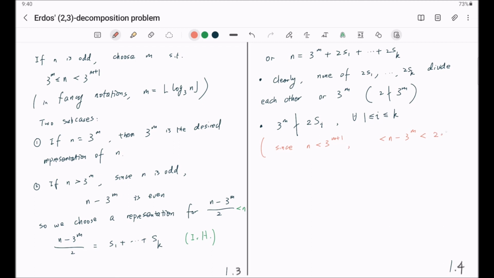this is squeezed between, so the upper bound is 2 times 3 to the m, and also because of this expression, you know this guy is greater or equal to 2si for any i between 1 and k. This tells you s of i is less than 3 raised to the power m, by dividing both sides of this by 2.